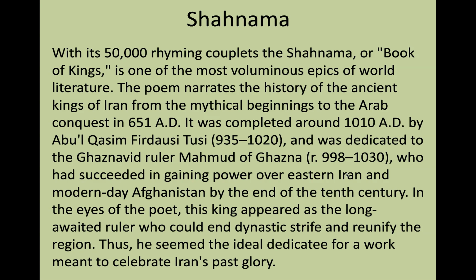So what we're going to start with right now is a description of what a Shahnameh is, because in order to understand the next couple of pieces we're looking at, you need to know what a Shahnameh is. A Shahnameh is a book called the Book of Kings, and it is made up of 50,000 rhyming couplets.